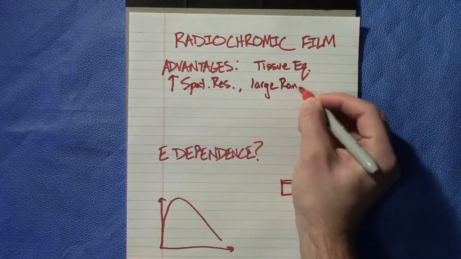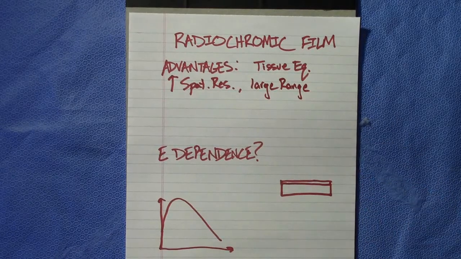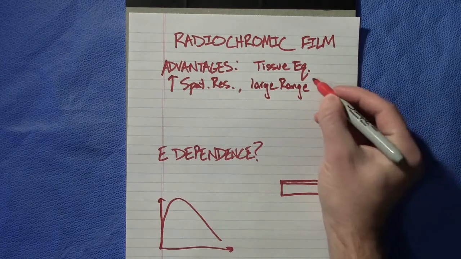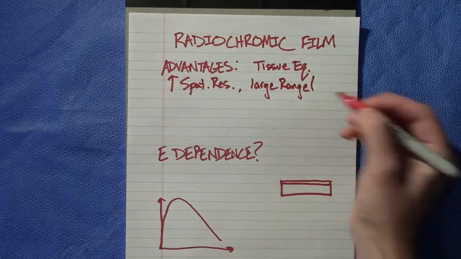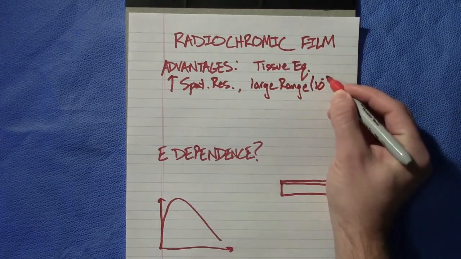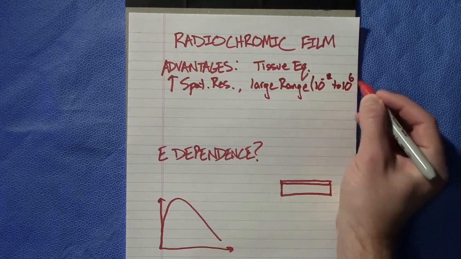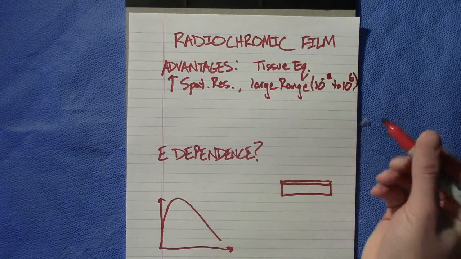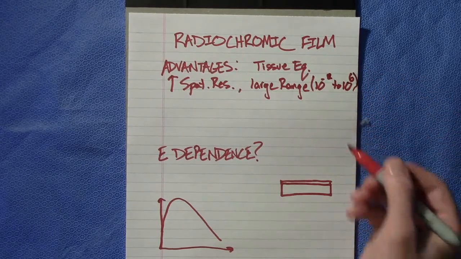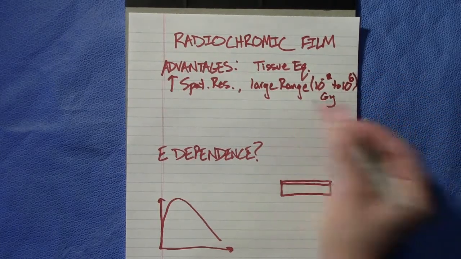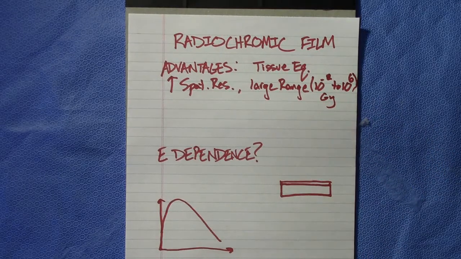It also has a large range. So with some of the radiographic film, you need to have a certain type of film for a certain exposure level. But for radiochromic film, I think it's 10 to the -2 to 10 to the 6th gray. So that is a huge range that you can irradiate this film, and it still will be able to properly give you an accurate description of what dose has been irradiated.